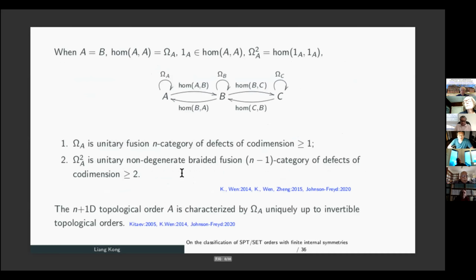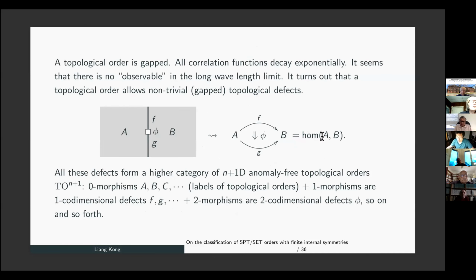So let's move on to the next slides. Let's consider the special situation when A equals B. When A equals B, that just means the Hom space. I label the Hom space here: Hom(A,B) represents all the domain walls between A and B, and the domain walls between domain walls. Now, when A and B are equal, this looks like a defect internal to A. So that should be viewed as some kind of intrinsic structure of a topological order A.